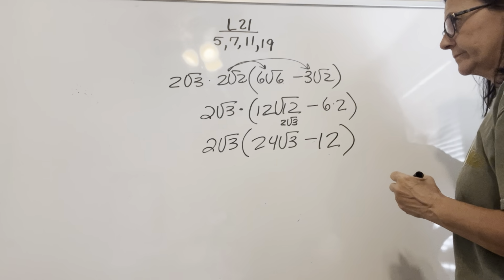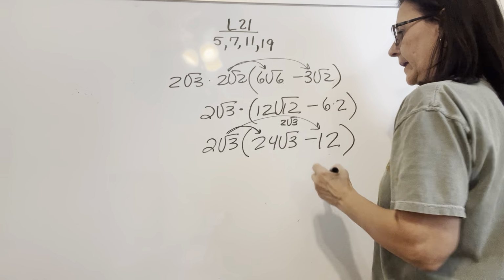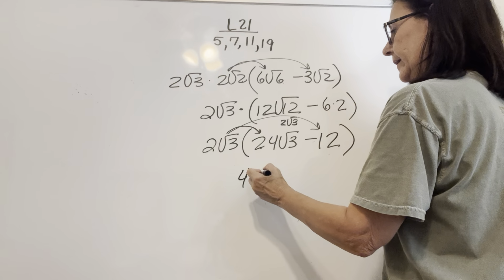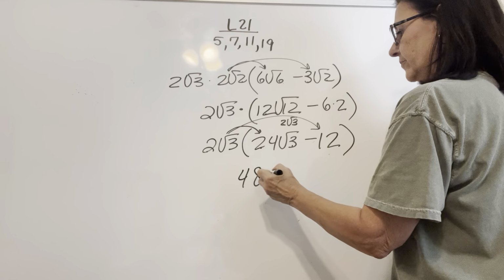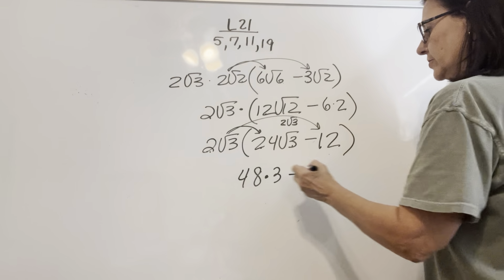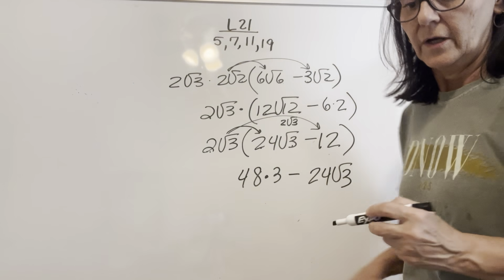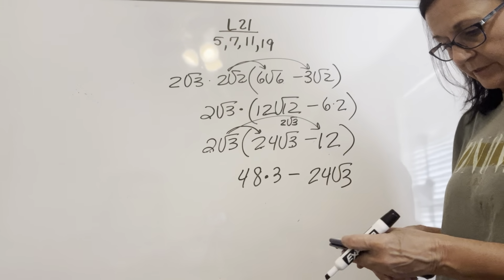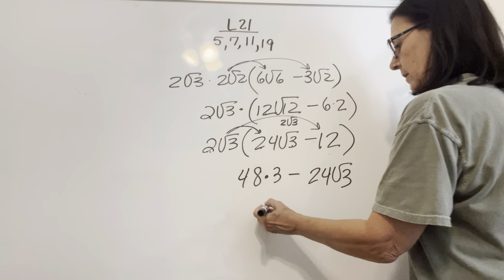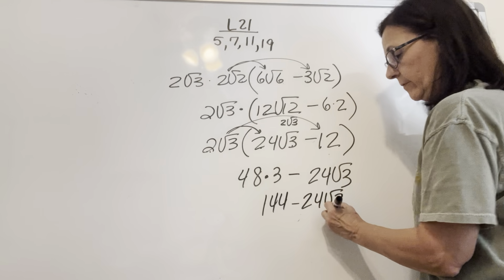All right, now I have to multiply again. That's 2 times 24, which is 48, and square root of 3 times square root of 3 is 3, minus 12 times 2, which is 24, and the square root of 3 stays. What's 48 times 3? 144. So it's 144 minus 24 square root of 3.